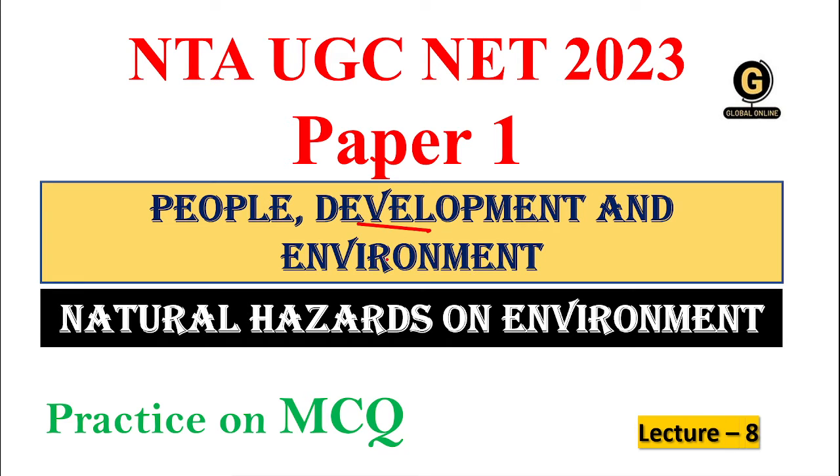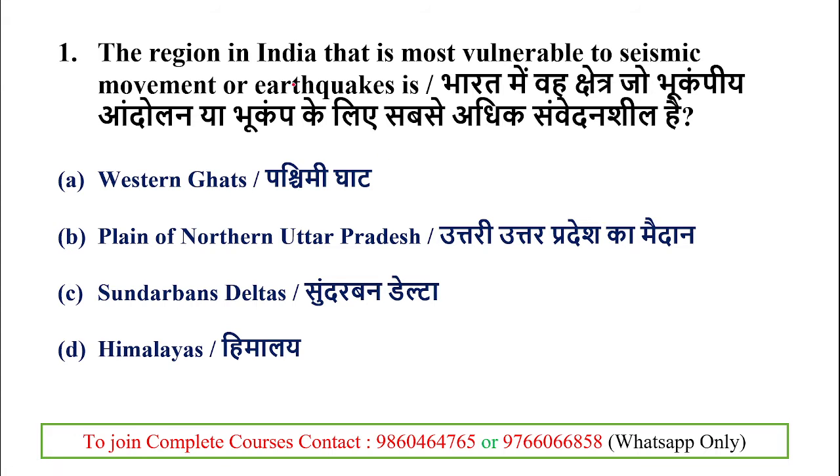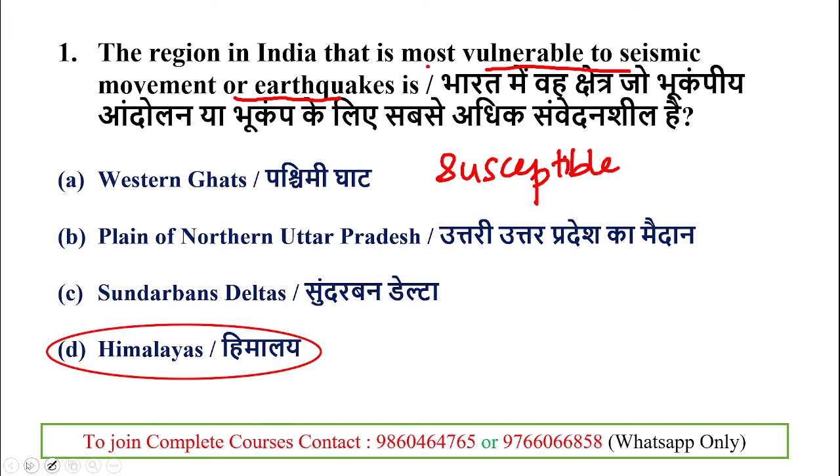The topic we practice on MCQs. So let's start with the first question related with natural hazards. First question is related with the region in India that is most vulnerable to seismic movement or earthquakes. So this question deals with the seismic movement or earthquakes in India and the place or the region that is most susceptible, that is the spelling, susceptible, and the region is the Himalayas.